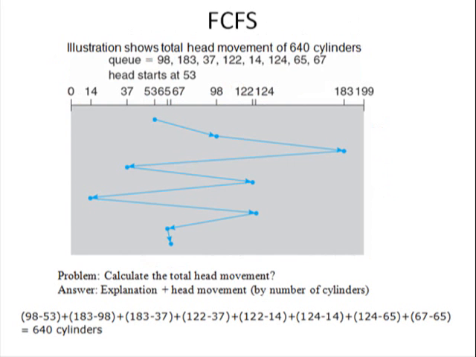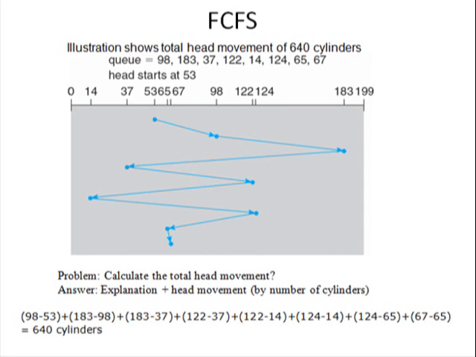As the name FCFS says, it stands for first come first serve. It's the simplest disk scheduling algorithm. Whenever the queue is present, the head will be moved simply to the first request within the queue. So that is what first come first serve means. Whichever request comes first, that will be addressed first.